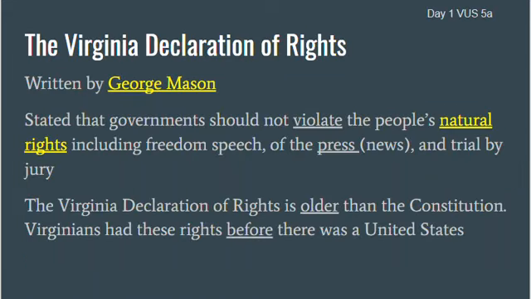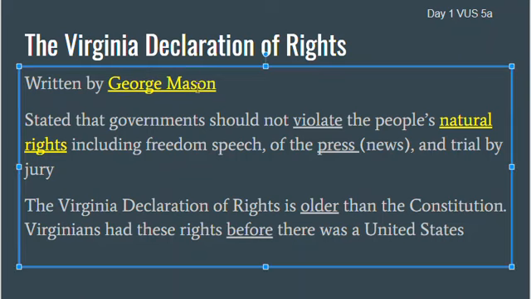So the first document is called the Virginia Declaration of Rights. This was written by George Mason. You guys may have heard of George Mason University, which is in Fairfax. It's named after him. But this document stated that government should not violate the people's natural rights, including freedom of speech, of the press, which is the news, and trial by jury.